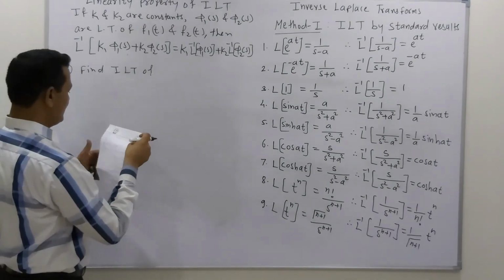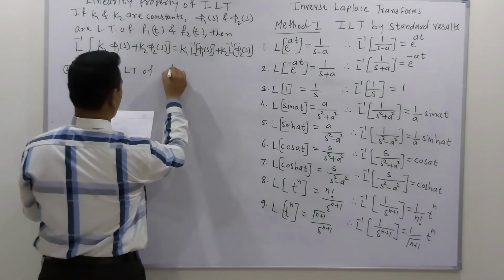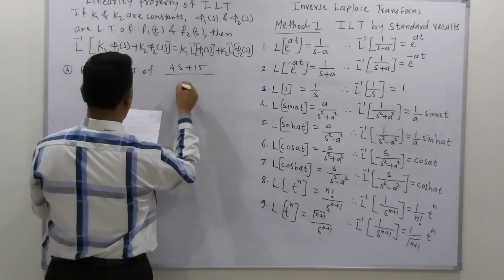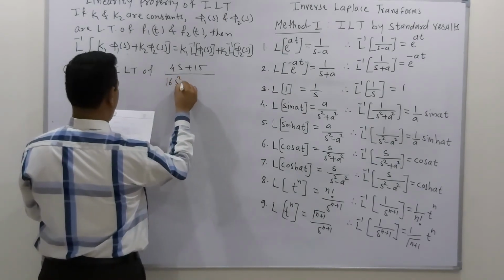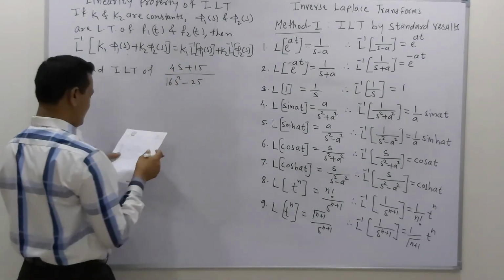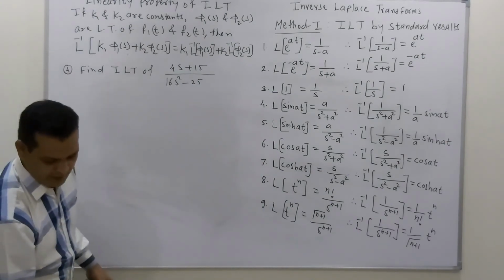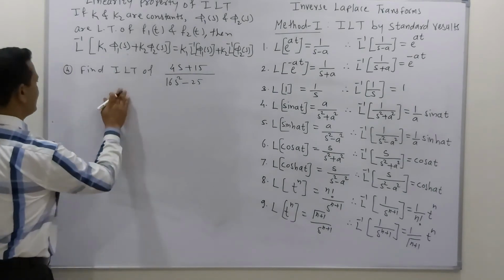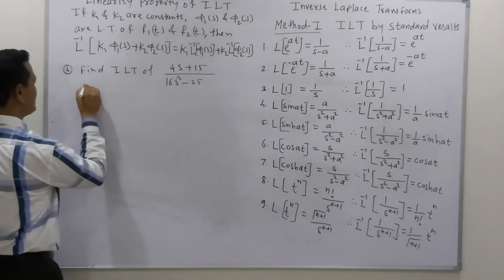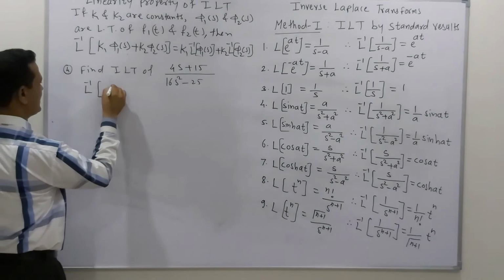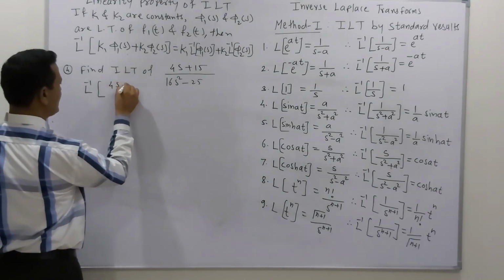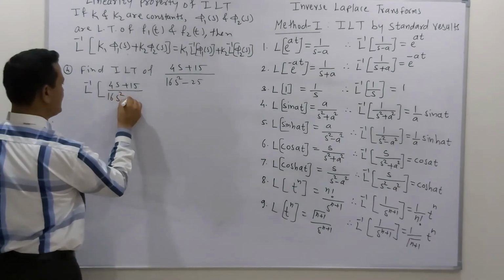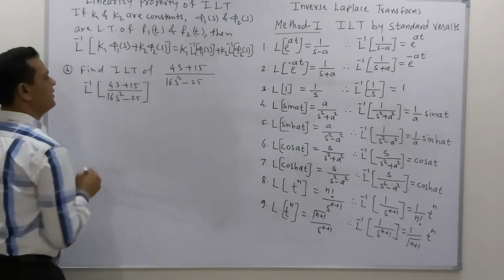Find the inverse Laplace transformation of (4s + 15) divided by (16s² - 25). Now let's take a somewhat complicated example so that your idea will get clear. If we take the inverse Laplace transformation of this term, then we get the inverse Laplace transformation of (4s + 15) divided by (16s² - 25).